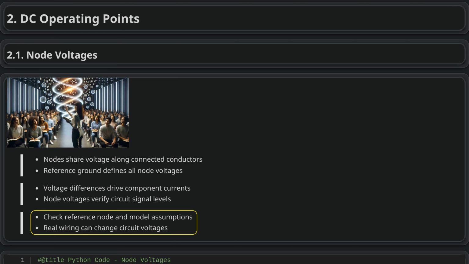When calculating node voltages, remember that the reference node and the circuit model are assumptions. Textbook problems often use ideal wires and perfect voltage sources, but real circuits can have wire resistance and large current changes that shift voltages. For example, a starting motor may briefly lower the supply voltage and affect nearby components. Understanding node voltages helps predict current flow and design more reliable systems.